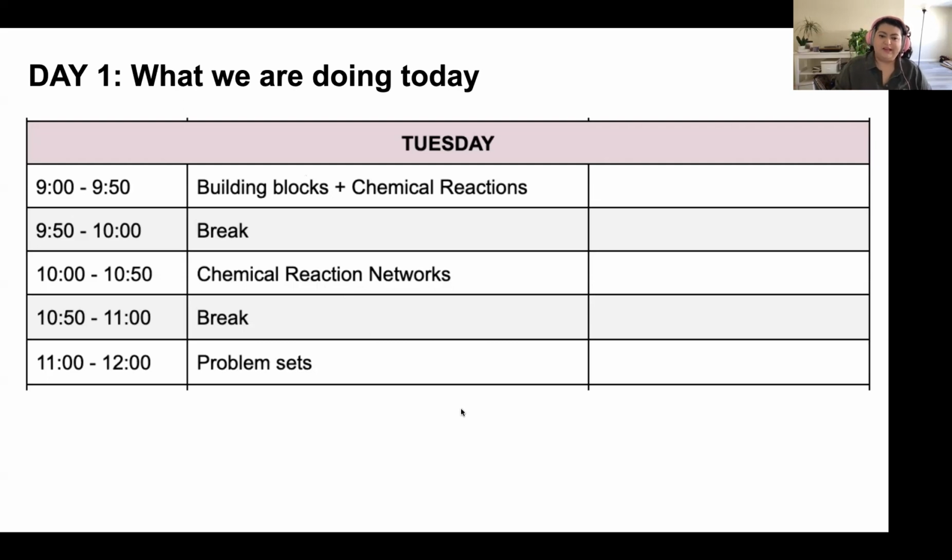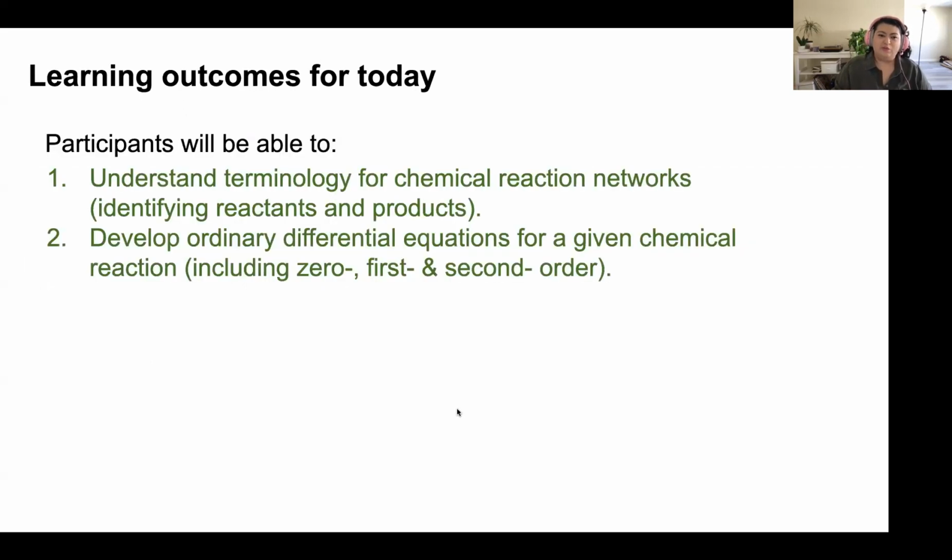So let's go ahead and get started. Today, what I hope we will be able to do is to understand the terminology for chemical reaction networks, such as identifying the reactants, the products, and the parameters. And second, develop ordinary differential equations for any given chemical reaction, including 0, first, and second order, and we'll go through all of these together.